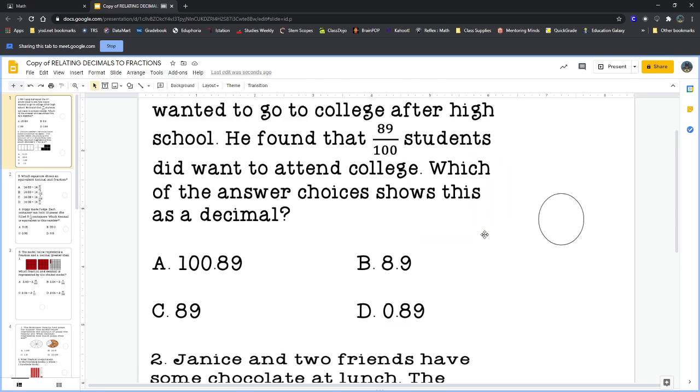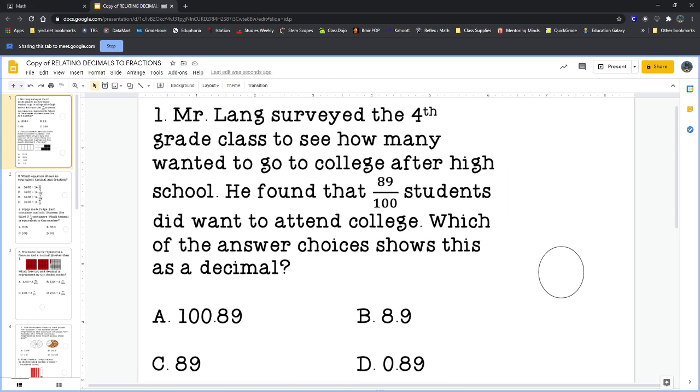I'm going to zoom in a little bit to this first question. It says, Mr. Lang surveyed the 4th grade class to see how many wanted to go to college after high school. He found that 89 out of 100 students did want to attend college. Which of the answer choices shows this as a decimal? So they want us to change this fraction into a decimal.